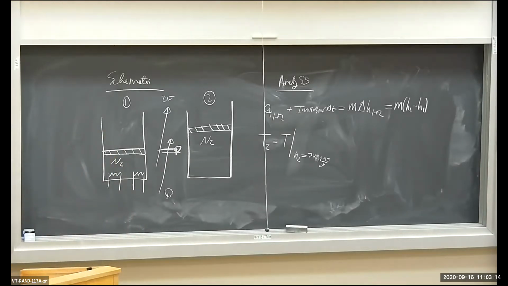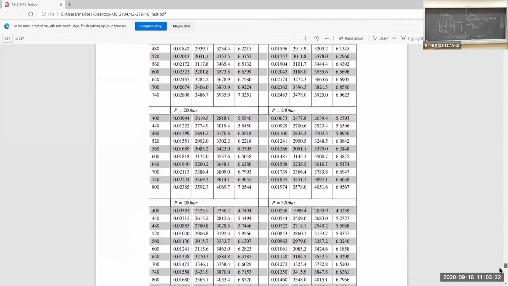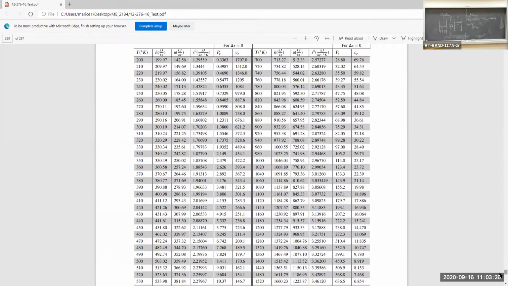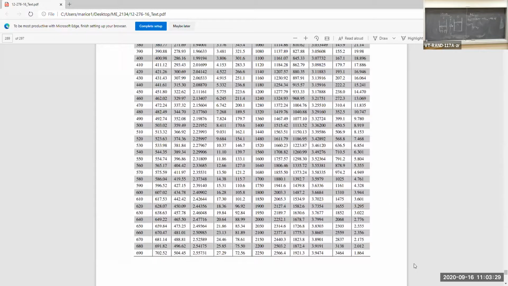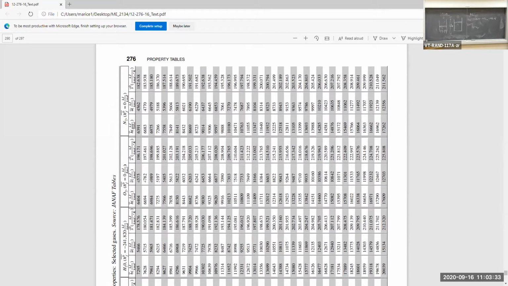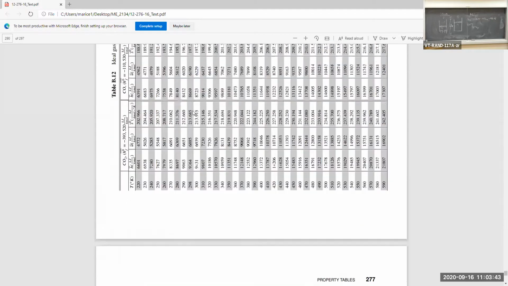Let's go back to the tables we were just looking at. Let's go back to B12. That's where we had specific enthalpy for nitrogen as a function of temperature. Now, remember, these are H bars. So if I know H bar, kilojoule per kilomole, I can maybe extract out the temperature.